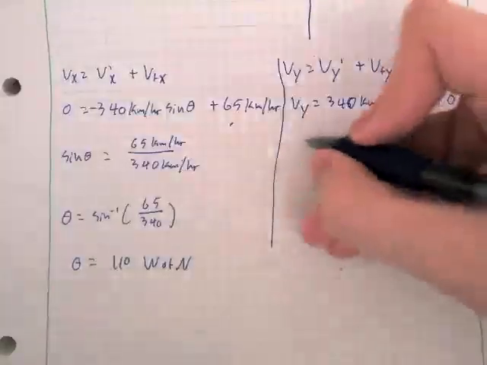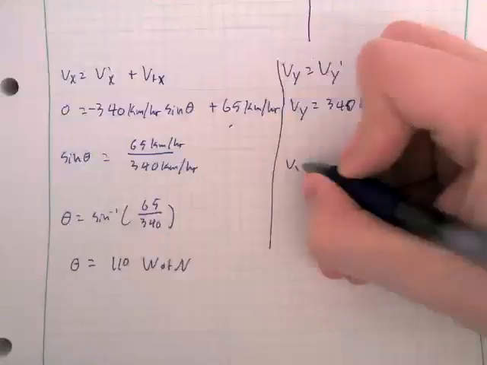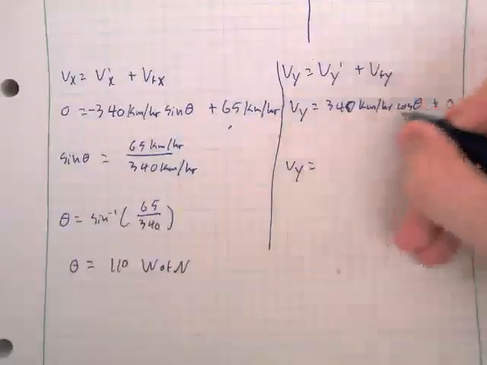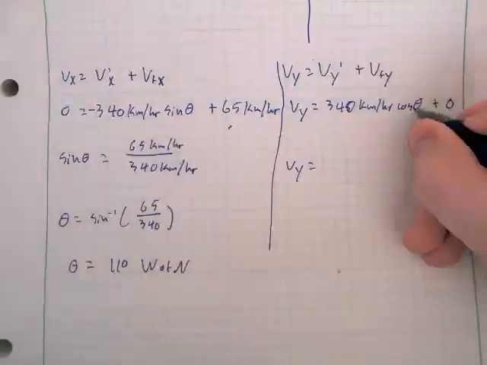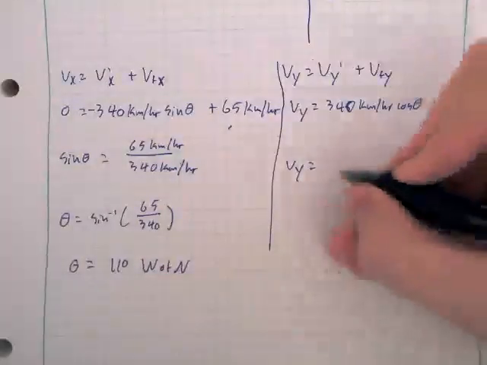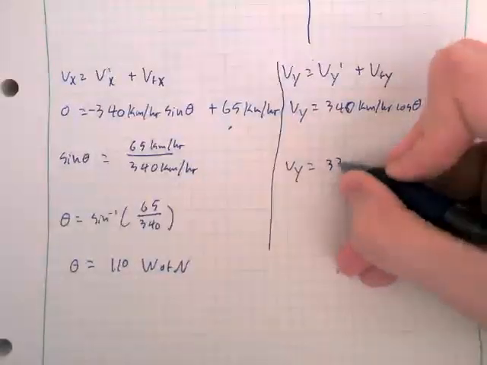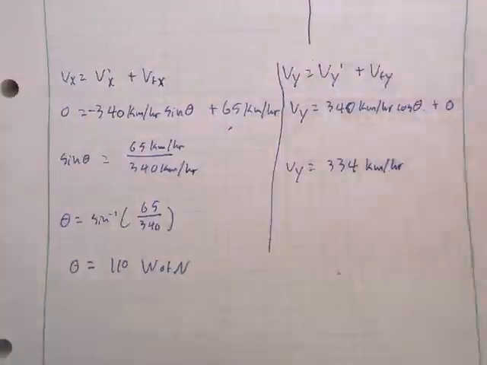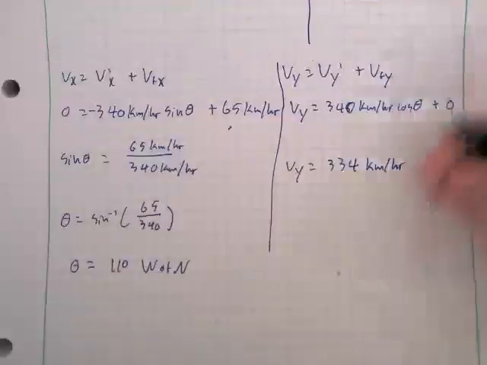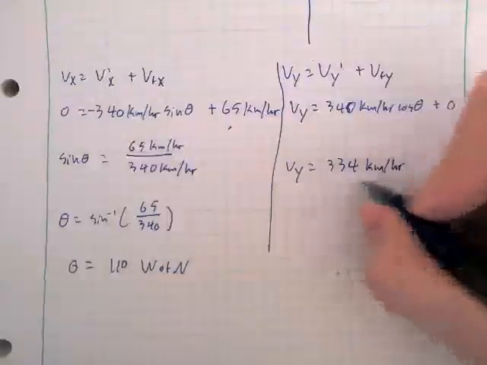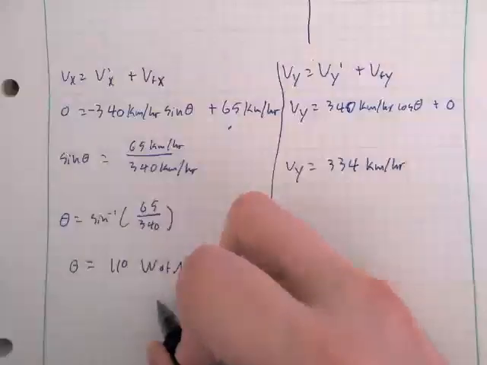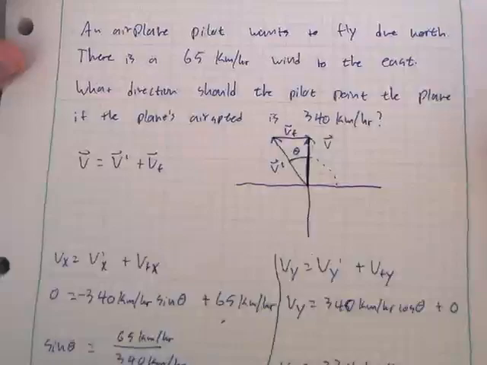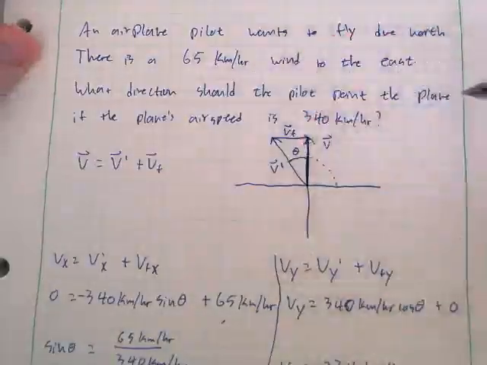We can go ahead, we can solve for Vy as well. Vy is going to end up being 340 times the cosine of 11. And so what we end up with is about 334 kilometers per hour, right? So this will give us our overall speed. This will give us our overall direction. The problem originally did not ask us for the entire velocity. It just wanted to know what direction should the pilot point the plane.